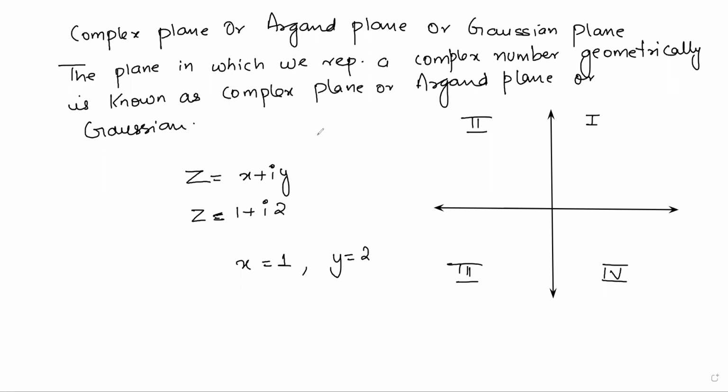Okay, so Iqra, this will lie in which quadrant? First quadrant. First quadrant, very good. So in this quadrant, both are positive. In this quadrant, x is negative and y is positive. And in this one, both are negative. And in this one, x is positive and y is negative.